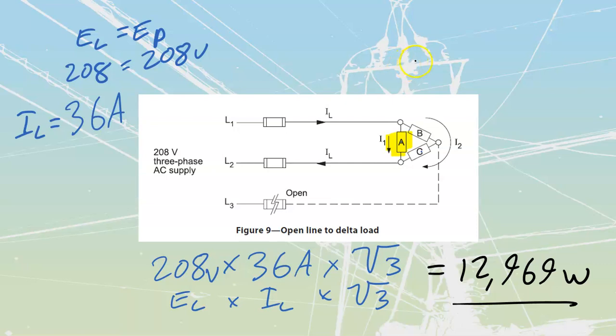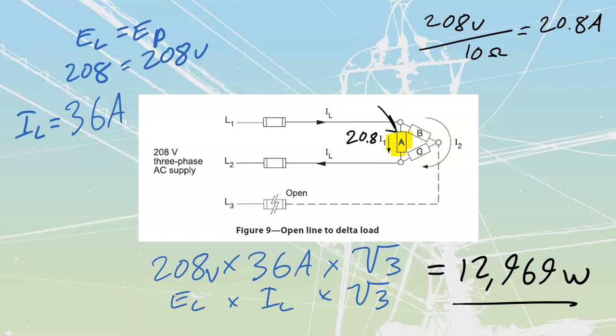So we can calculate that one. Its current is going to be 20.8 amps, and we know that because it's 208 volts across it, divided by 10 ohms. So we have 20.8 amps through here. And if we want, we can figure out the wattage of this single element alone. Let's quickly do that. We're going to take 20.8, our current, and multiply that by our value of voltage, which is 208.